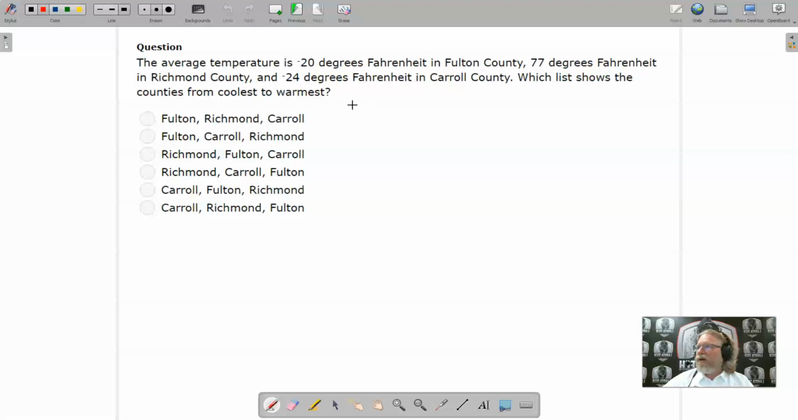So looking at that, we'll go with the average temperature is -20 in Fulton, so -20 will associate with the letter F. 77, so let's put our 77 degrees Fahrenheit in Richmond County, so we'll associate 77 with an R, getting that from Richmond. And -24, so grab my -24, and I'm going to associate that with the letter C for Carroll. Now what are they asking? Which list shows the counties from coolest to warmest? So this is going to be least to greatest.